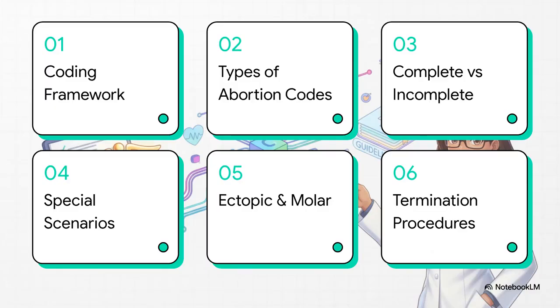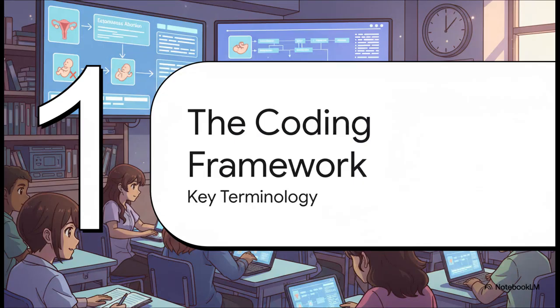Okay, here's our game plan. We'll start with the foundational terms you've got to know. Then we'll jump into the different types of abortion codes and the whole complete versus incomplete question. After that, we'll tackle some of those weird special cases and wrap up with ectopic pregnancies and how to code the actual procedures. First things first, we have to be speaking the same language. Getting these official definitions down is non-negotiable for accurate coding, so let's lock them in.